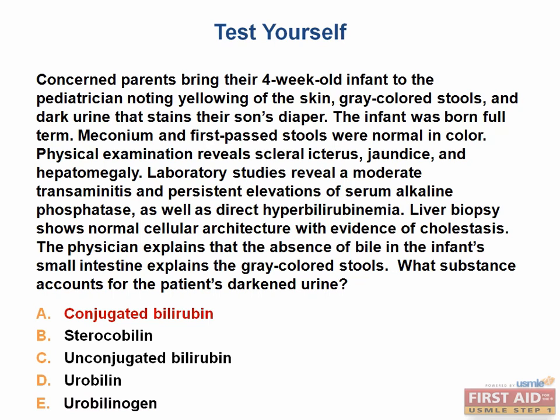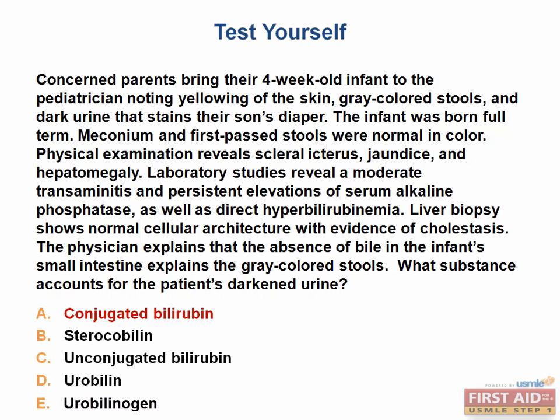Unconjugated bilirubin, remember, is tightly bound to albumin, so it's not excreted in the urine. Therefore, it can't be accounting for the patient's darkened urine. D isn't correct since urobilin is a colored compound that normally gives urine its color.